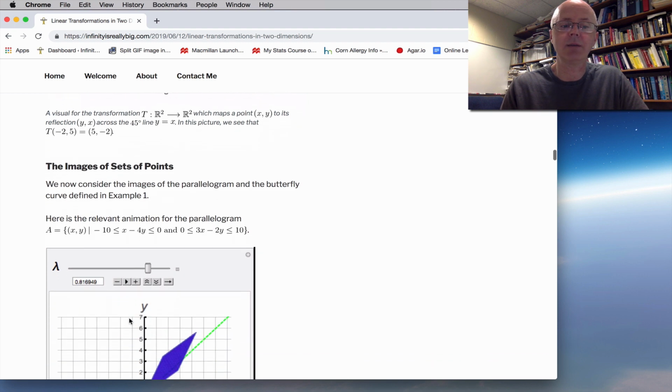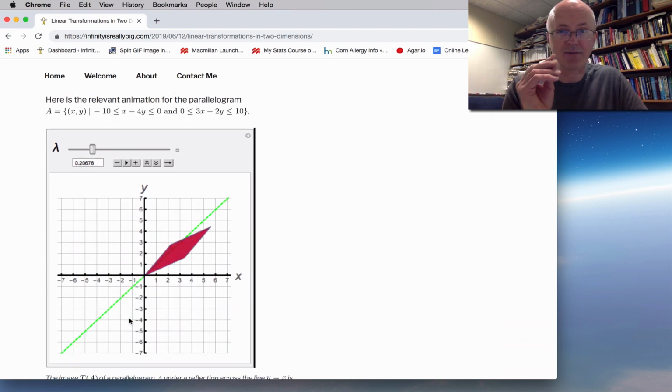Once again, we talk about images of sets of points. I'm going to have the same parallelogram and the same butterfly curve in each example.